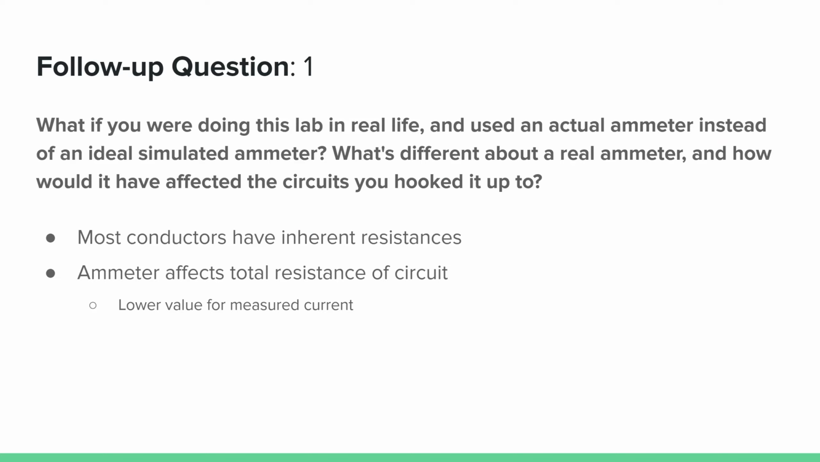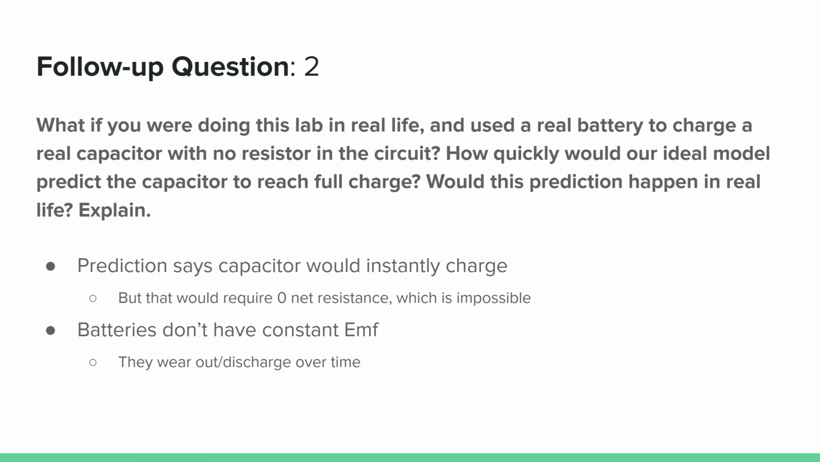First, if we were doing this in real life, we know that physical ammeters, and most conductors for that matter, have resistances of their own, which means that connecting the ammeter directly changes the total resistance of the circuit, and, by extension, will change the current of the system. Ultimately, this likely would have resulted in a slightly lower value for the measured current.